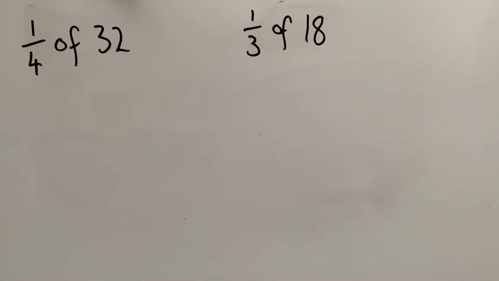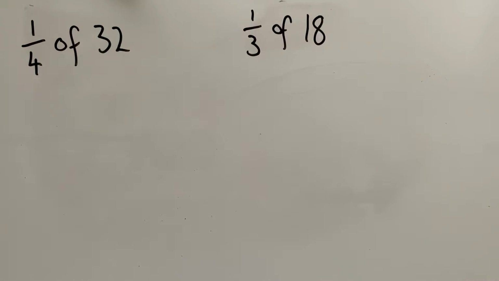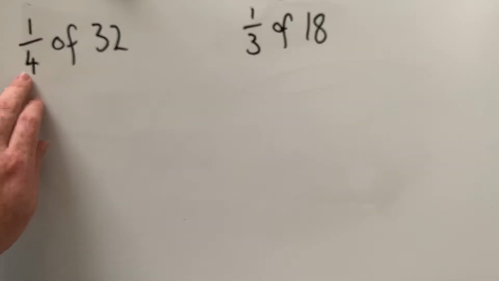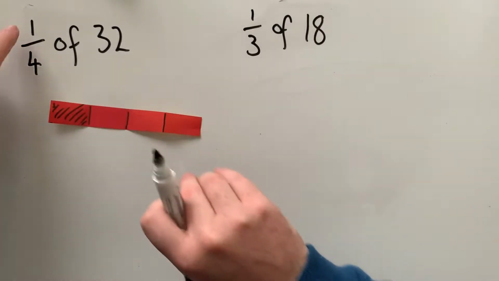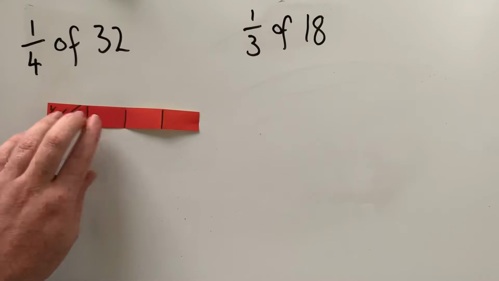Now taking a look at fractions of a whole. So in this first one here, we're looking for 1/4 of 32. So what we need to do is take a strip of paper and we need to share it equally into 4 parts. And then what I've done, because our numerator is 1, I've only coloured in one of those parts.